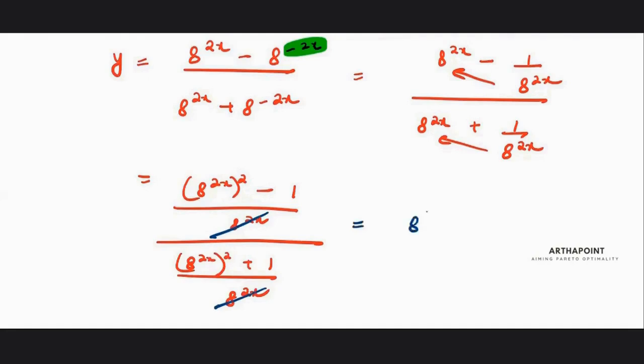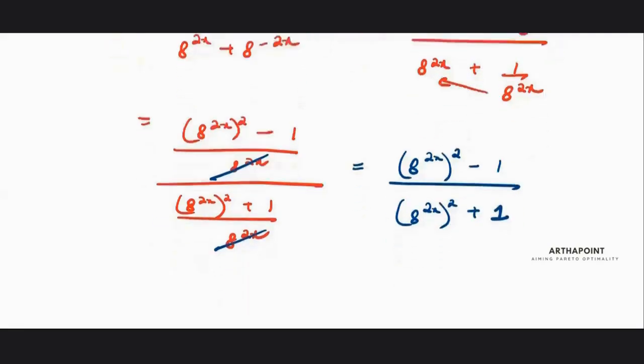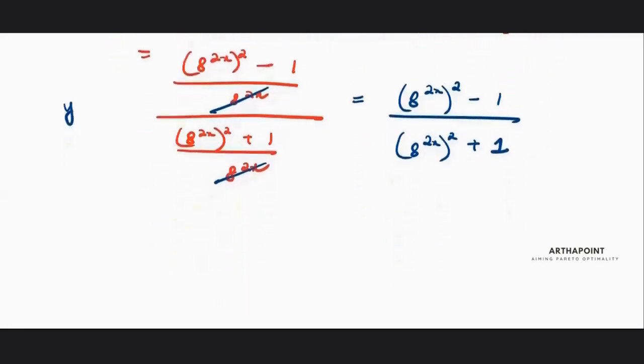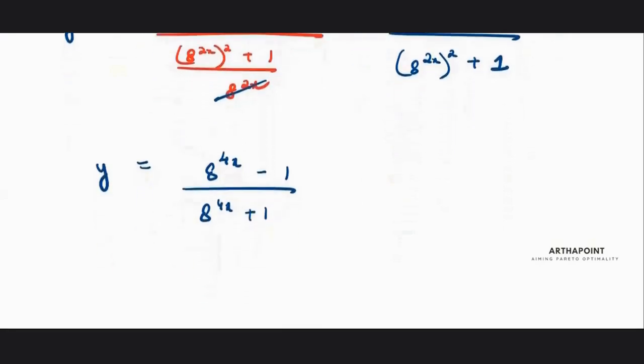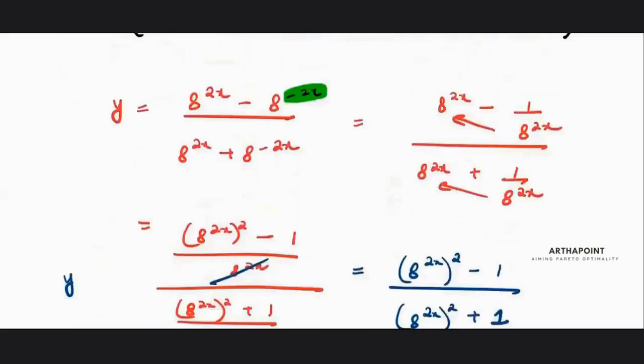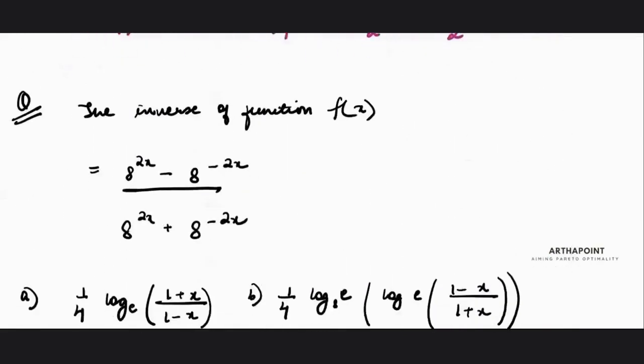So I will have (8^(2x))^2 minus 1 upon (8^(2x))^2 plus 1. This will be my y. So this will be 8^(4x) minus 1 upon 8^(4x) plus 1. This is my y. From here, I have to find the value of x. That will be the inverse, right? So this is y as a function of x. When you find x as a function of y, that will be its inverse.